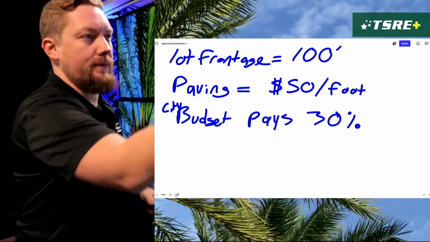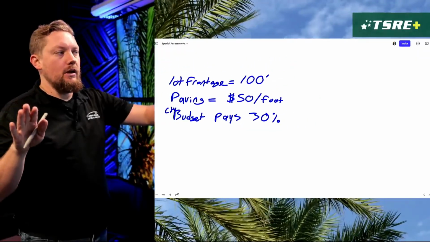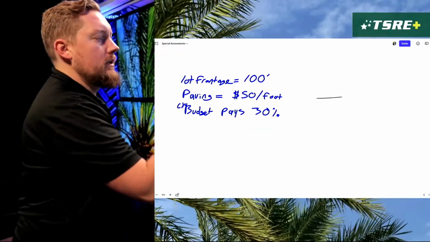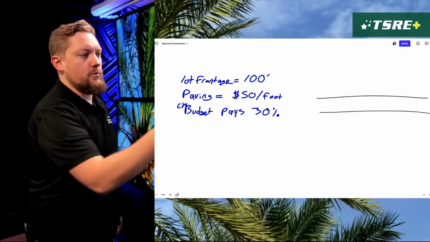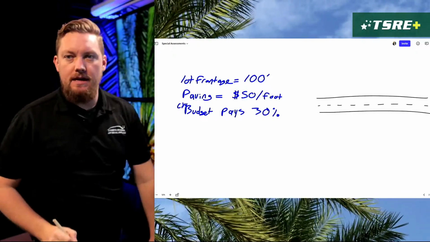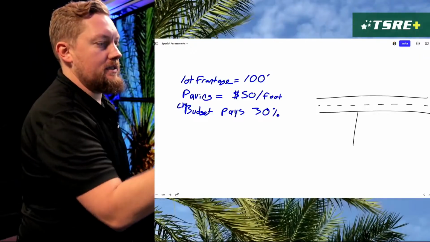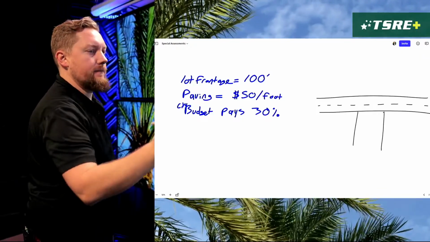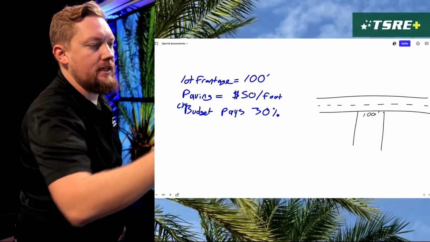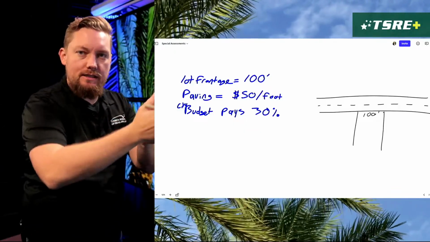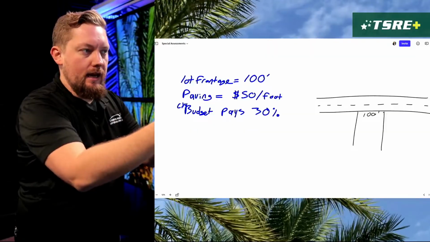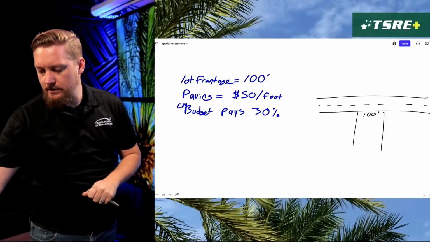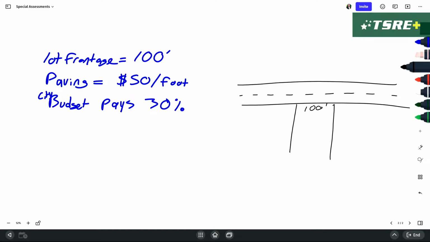If we're going to lay this out visually, nothing on your exam is going to be visual, but these visuals can be extremely beneficial. So we've got our street here. This is what's being paved. And specifically, this property with 100 feet of frontage. 100 feet of frontage of the lot touching the street. Let's zoom in on that so you can see it a little bit closer up. So 100 feet of frontage, $50 per foot, and the city is going to pay for 30%.